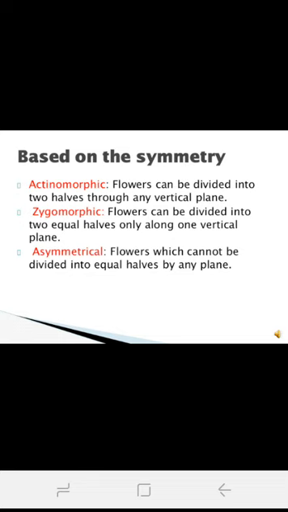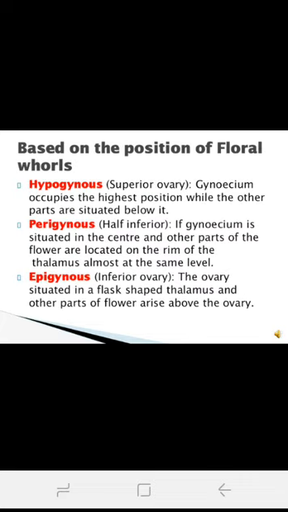Now another classification based on the symmetry. Just imagine in your hand there is a single flower. You just try to cut it in one vertical plane. When you get two equal halves, you can call such flowers actinomorphic. And when you cut in a vertical plane and you are not getting two equal halves, you can call it zygomorphic. But when you cut it in different planes and you cannot get equal halves at any plane, you can call it asymmetrical flowers.